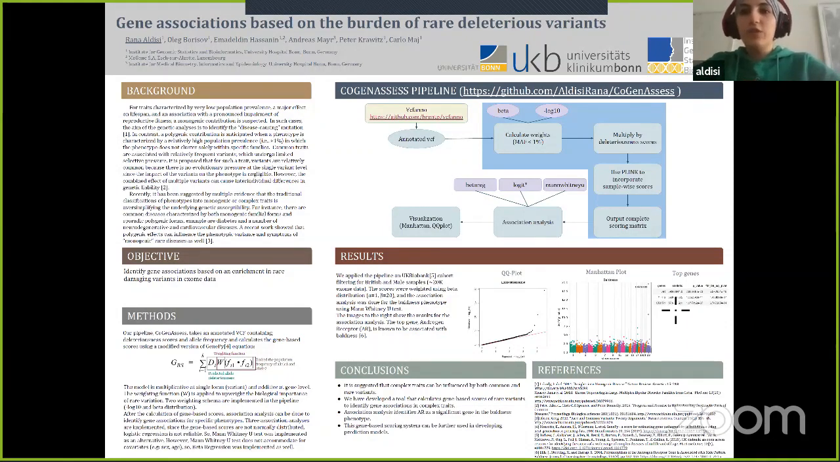So in conclusion, it is suggested that complex traits can be influenced by both common and rare variants. We have developed this tool, which can calculate gene-based scores for rare variants to identify gene associations in complex traits. The association analysis that we've shown here identifies AR as a significant gene for the baldness phenotype, and we hope that we can later use the system to develop prediction models. And thank you for listening.